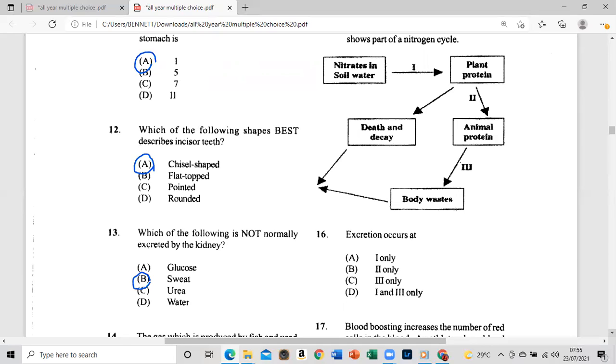Not execution, excretion. Sorry, man. Excretion. Where does excretion occur? And that is right here. So that gives us excretion.